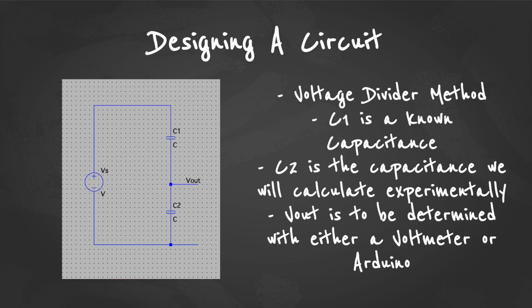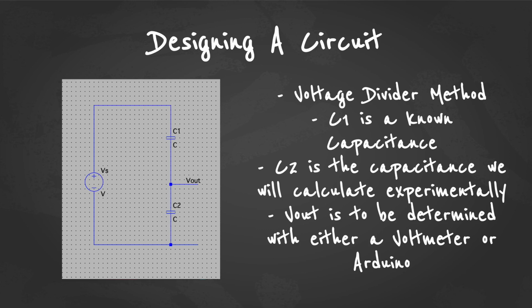So on our screen on the left side, we can see a simple voltage divider circuit where we have our voltage, which is a variable V, our capacitance, which is a variable C1, and our capacitance, which is a variable C2. And we've also labeled the point we're measuring V out. The top part extending is the positive of V out, and the bottom part is the negative of V out.